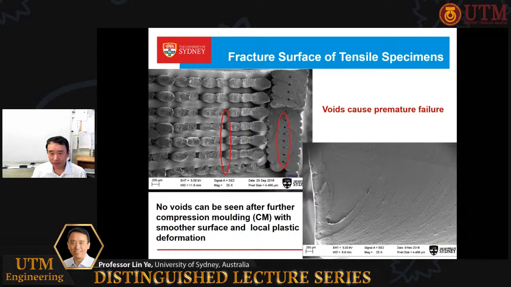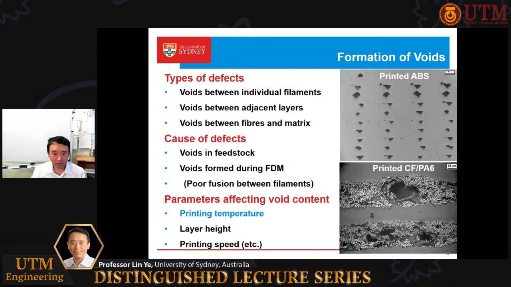The void can exist almost everywhere. It can exist between the filaments, between the layers, because the material is built up starting from the bottom layer, layer by layer. Then if you have a fiber composite, the voids can exist inside the fiber tow, large or small. Also you may already have voids in the feedstock, that means in the filament that is pre-manufactured or formed by in-house technology.